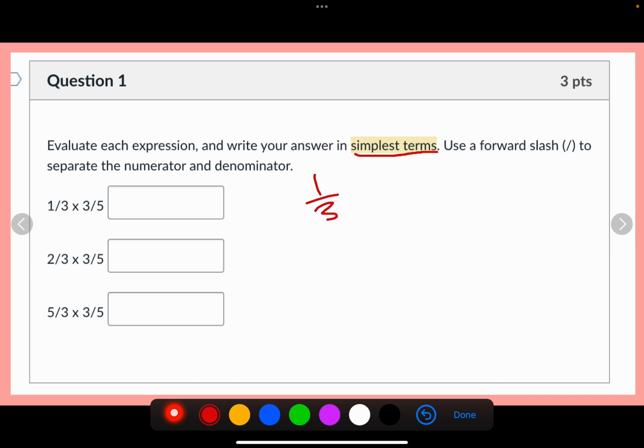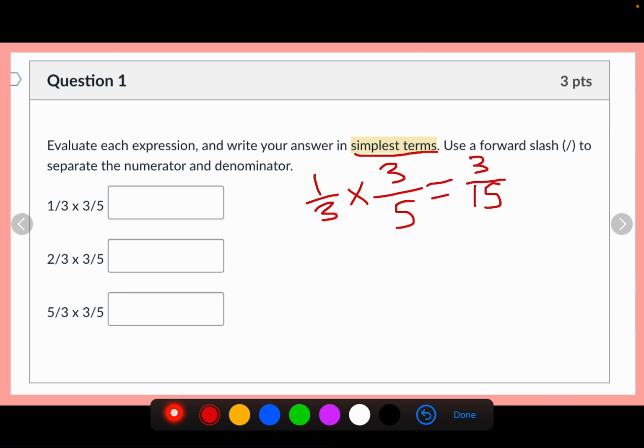First one, 1/3 times 3/5. We're multiplying, so all we have to do is multiply across. 1 times 3 is 3. 3 times 5 is 15. However, if you put this as your answer, you would be wrong because this fraction can get a little smaller.